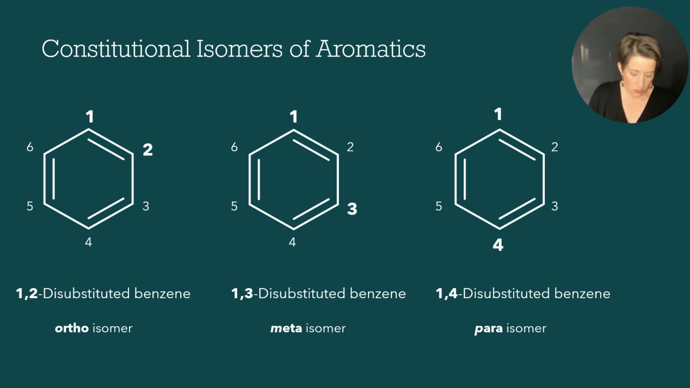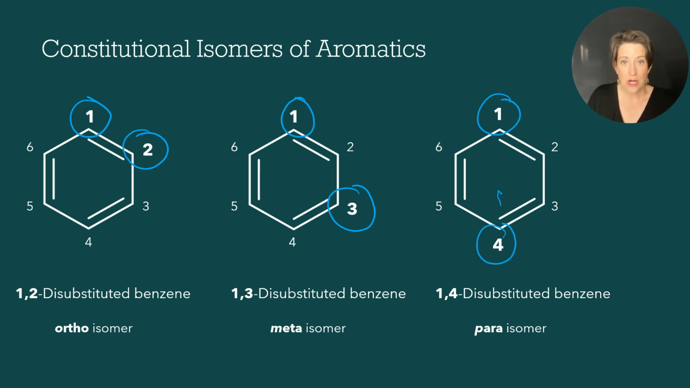In the first one, we will have a 1,2 designation, so the 2 groups are on adjacent carbons. The 1,2 can also be represented as an ortho designation, or an O. If the branches or substituents are in a 1-3 pattern, that represents a meta designation, or M. And then a 1-4 pattern designates para, or P.